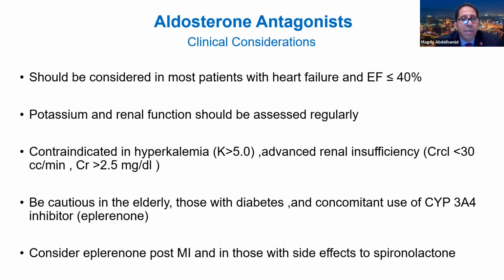Aldosterone antagonist is another very important pathway, because we know the deleterious effects of aldosterone in patients with heart failure. Aldosterone is responsible for increased myocardial fibrosis. It has a role in ventricular arrhythmias, and aldosterone antagonists have been proved to improve the outcome in patients having heart failure with ejection fraction less than 40%. Potassium and renal function should be assessed regularly, and they are contraindicated when patients have hyperkalemia above 5 or advanced renal insufficiency with creatinine greater than 2.5.